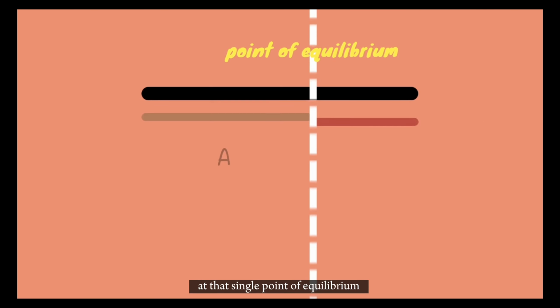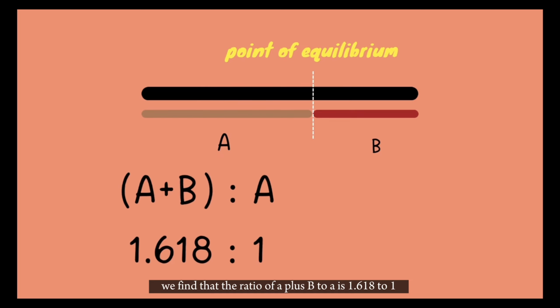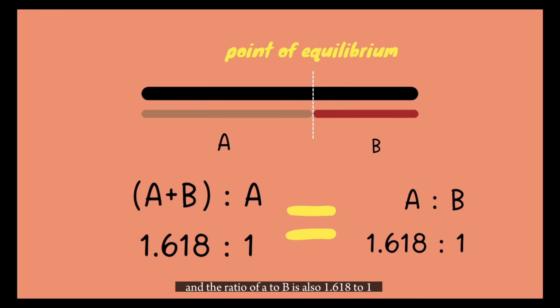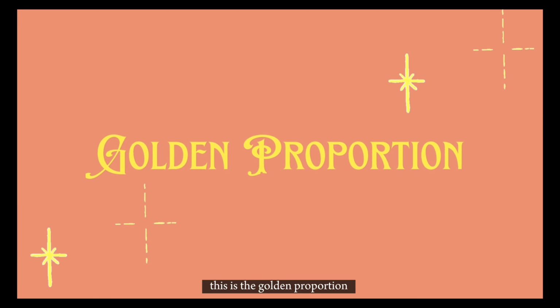At that single point of equilibrium, we find that the ratio of A plus B to A is 1.618 to 1, and the ratio of A to B is also 1.618 to 1. This is the golden proportion.